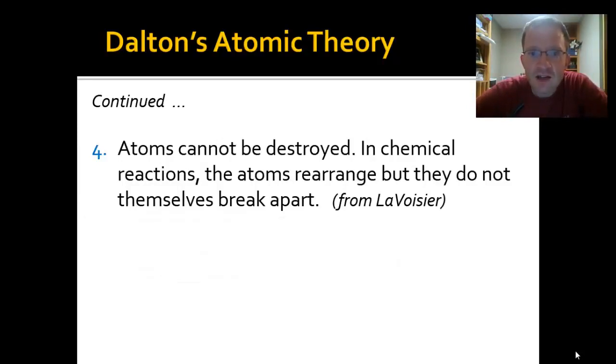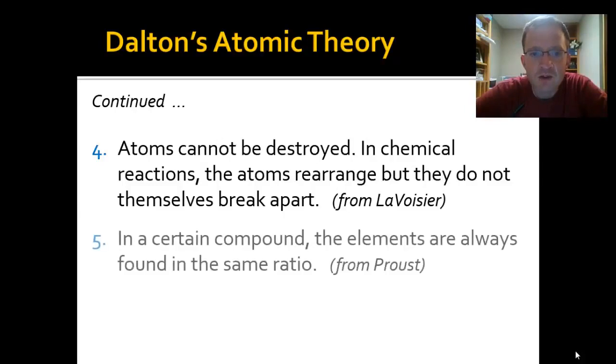In chemical reactions, the atoms rearrange, but they do not themselves break apart. So when we have a reaction between, as you saw in the first lab of the year, candle wax and oxygen, we have carbon, hydrogen, and oxygen atoms, and those 3 atoms are recombined into new things, carbon dioxide and water, but not themselves destroyed. So the same number of atoms are still there, they're just rearranged into something new. And that comes from Lavoisier, and something that we'll talk more about with him when we get to stoichiometry much later in the year.